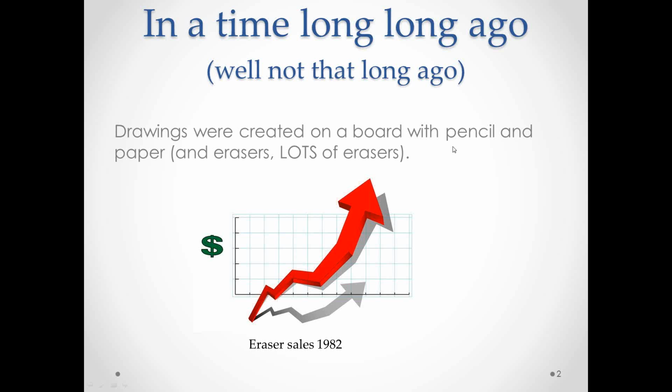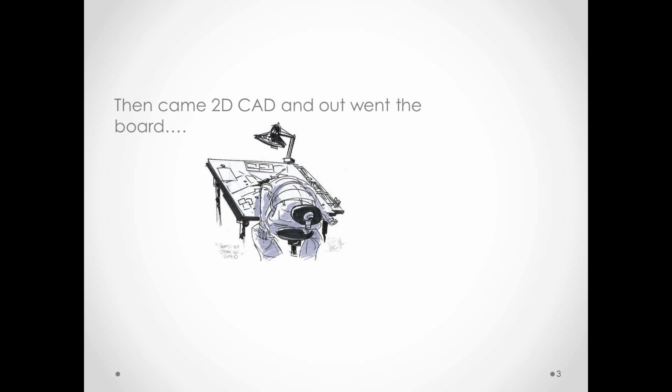Going over where we've come from and where we're going. In a time not so long ago, drawings were created on a board with pencil and paper and erasers, lots and lots of erasers. We then moved out of the drafting board and into 2D CAD. Great improvements in efficiency, and then from there, that was followed by 3D CAD and increased efficiency. But we're still using 2D drawings.